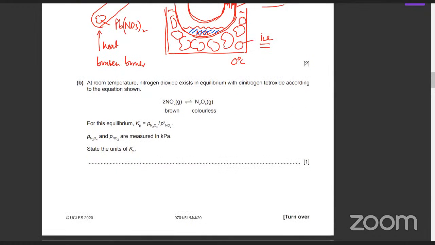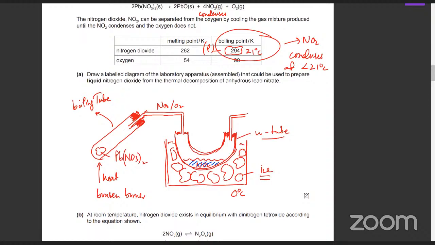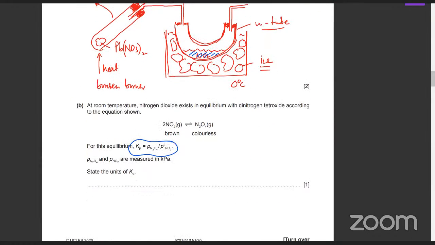Now this next one, you just have to write the units of Kp. So Kp is what they even gave you the expression. And what pressure were they using? Are they using pascals or are they using? So they didn't mention what the unit. So we will just talk about pascals. So it's pascals over pascal squared. So the answer is pascals to the power -1.